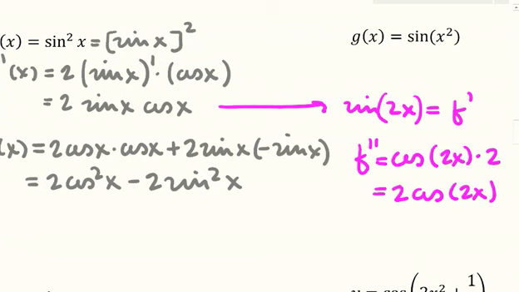Okay, what's the deal? I see I've got cosine squared minus sine squared here, and then I've got cosine of 2x. Is this the same? If I made an error somewhere, well, what is the deal?